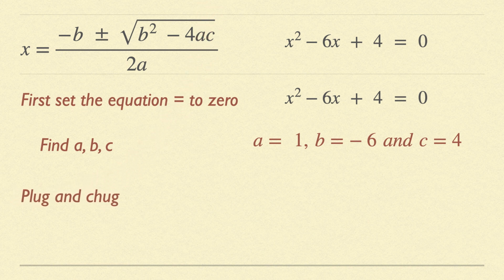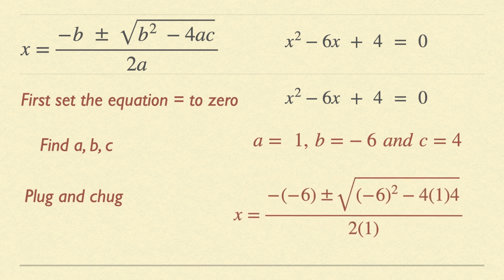Then we're going to do what I call plug and chug. I'm going to replace the variables a, b, and c in the quadratic formula with the numbers, and then I'm going to chug out an answer using my calculator. So I'm going to put in negative b. Notice I put it in parentheses with the negative sign in front of it because it's the opposite of b.